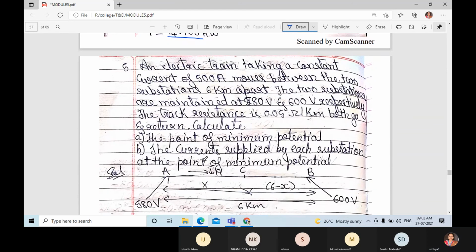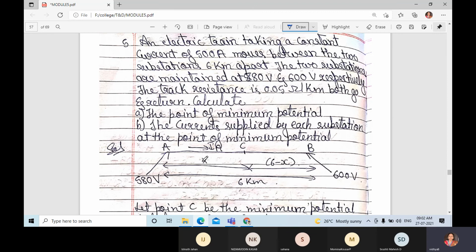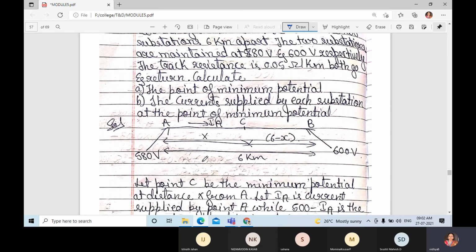Next, an electric train taking a constant current of 500 amps moves between two substations 6 km apart. The two substations are maintained at 580 and 600 volts respectively. The track resistance is 0.05 ohm per kilometer, both go and return. Calculate the point of minimum potential and the current supplied by each substation at the point of minimum potential.